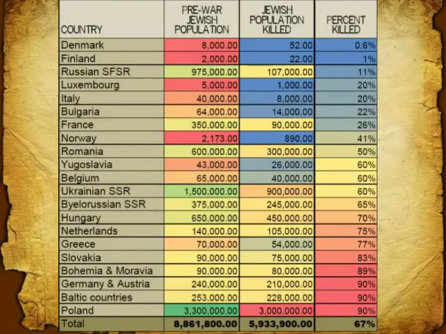I want to look at the numbers of what this looks like, and then we'll get some more detail after this, perhaps. So the Jewish population before World War II down here, looking at 8 million people. Actually, I'm sorry, close to 9 million people. The number killed in World War II in the Holocaust is 5.9 million. That's about a loss of 67%. That is a horrible, horrible thing.